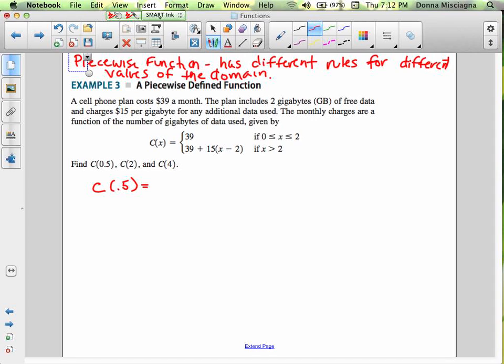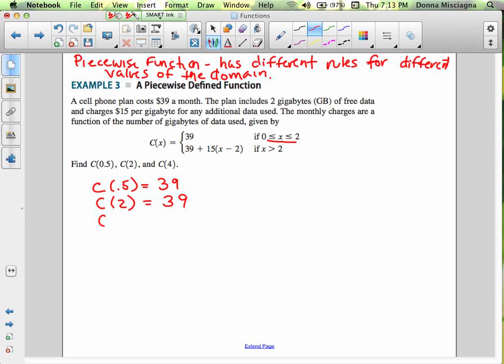If we use half a gigabyte, half a gigabyte is between 0 and 2, so we pay $39. We can write it as money, or we can just put 39. If we use 2 units, we're still within that 0 to 2, including 2, so we would still pay $39.